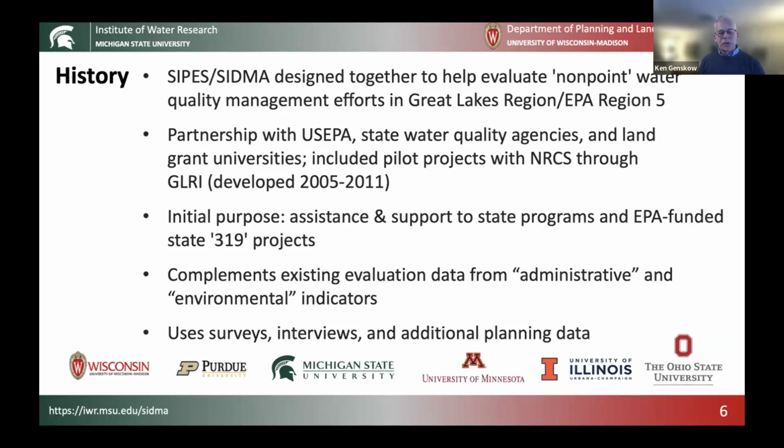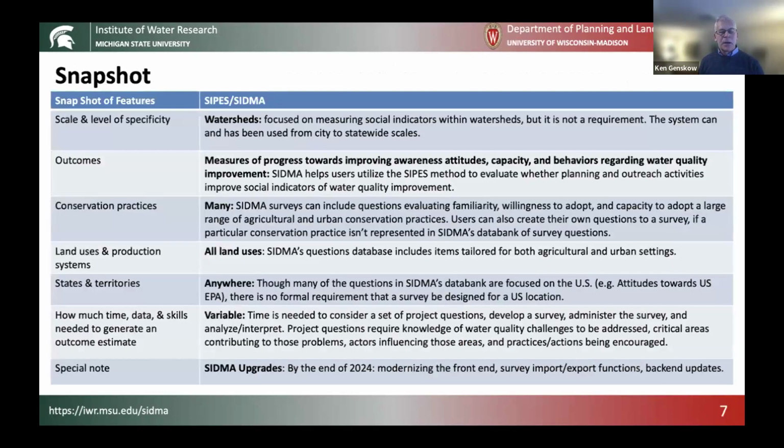But the approach uses a variety of social science data collection tools, including surveys, interviews, and other data that would be used for planning. This is a snapshot that you're familiar with. I think this is the basic format that's been used throughout this series. There's a lot here, so I'm not going to go through this in great detail. It'll be available with the slides following the presentation, but we put it in here as kind of a one-page overview of how this fits in with the other tools.